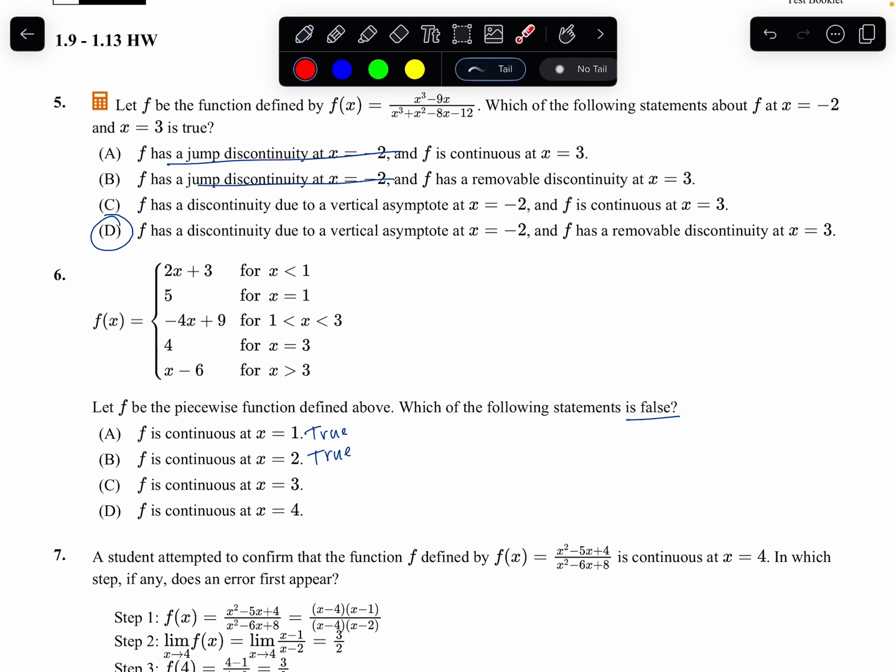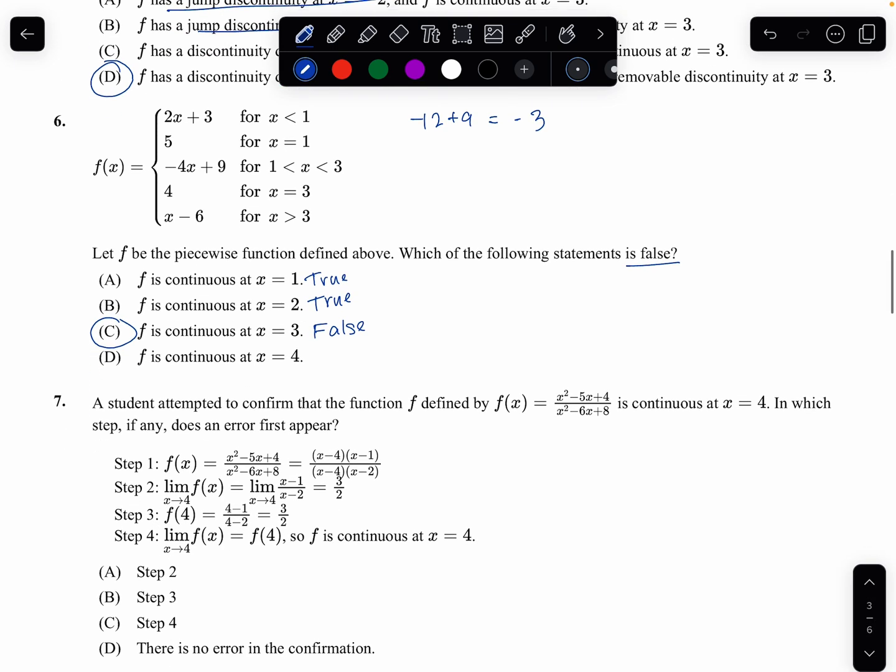At x equals 3, let's check that. So that's going to be these parts right here. If I plug in 3 right here, that's going to be -12 plus 9, which I believe is equal to -3. But at x equals 3, the function is 4. So already we have a problem. The limit from the left is -3, I checked that here, and then the function is 4 at x equals 3. So it's false. No, it's not continuous at x equals 3.